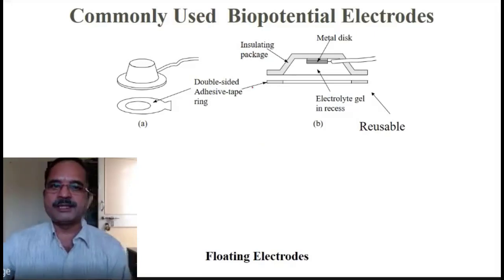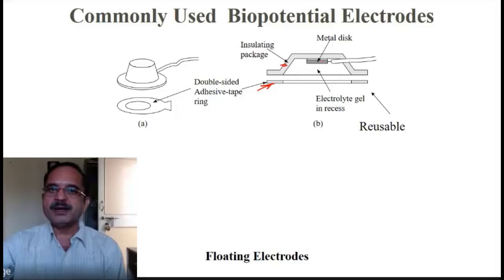The liquid means it is the electrolyte gel, so it is not in direct contact with the skin. So here, this is adhesive tape, and this is the insulating package here. This metal disc is actually the electrode, and this is connected to some cable outside.